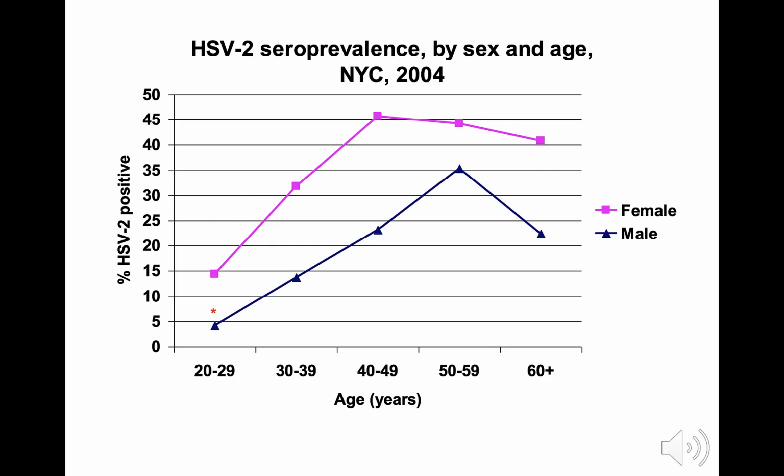These data are also from the City Health and Nutrition Examination Survey, and they show that at every age, females have a higher seroprevalence, that is, prevalence of antibody to type 2 herpes, higher than men at virtually every age, and that the prevalence increases with age. Although you can see there's a plateauing and a dropping off in the older age range, and this is probably some sort of cohort effect where people that are currently 60 and older were less likely to have been infected with herpes when they were younger.